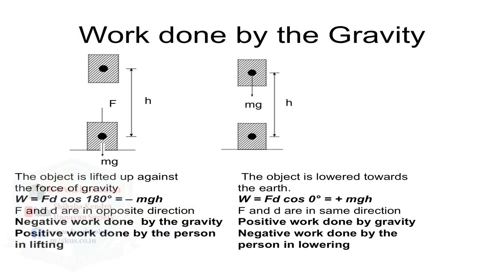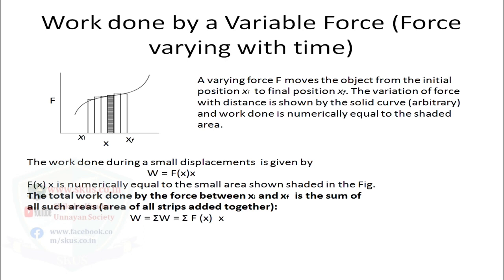negative work is done by the person who is lowering the mass. Now, we have talked about the work done by a constant force, but certainly in our real life, we have work done by variable forces. What do you mean by variable force? Well, a force which varies with time is called a variable force. As shown in the figure, we can see a varying force F moves the object from initial position xi to final position xf, and the variation of force with distance is shown by a solid curve, which is arbitrary, and the work done is numerically equal to the shaded area.